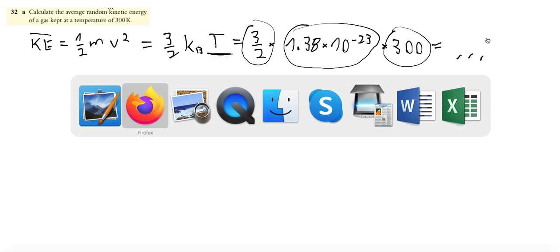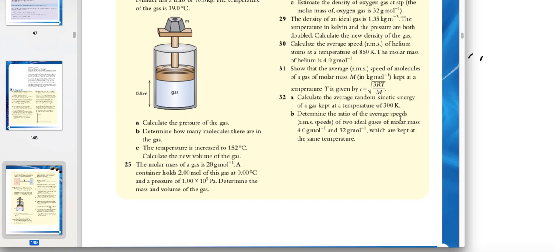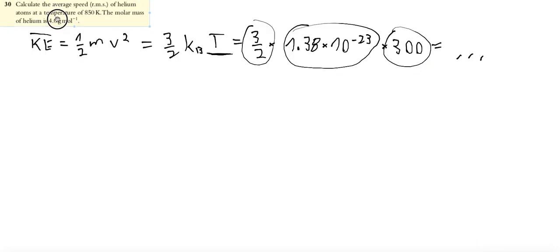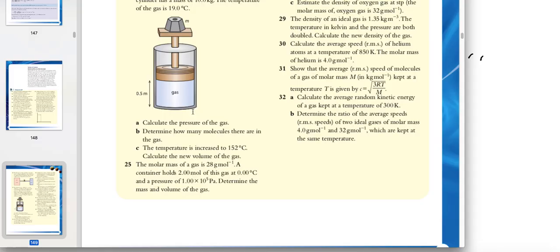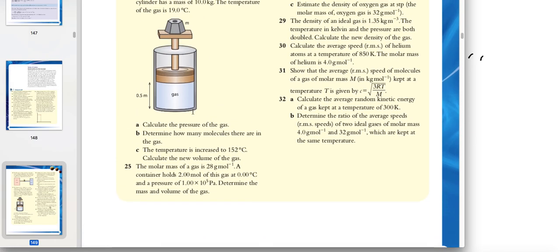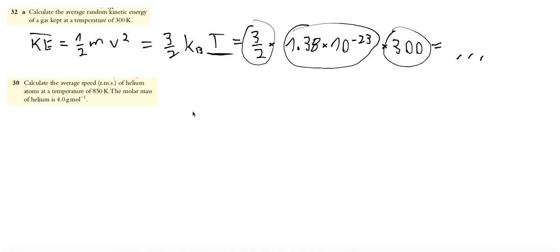Okay, so now maybe let's do exercise number 30 together. Tsokos, page number 141, exercise number 30. Your task is to find the average speed of helium atoms at temperature 850 kelvins. The molar mass of helium is 4 grams per mole. Okay, you have, let's say, 6-7 minutes to solve this problem.